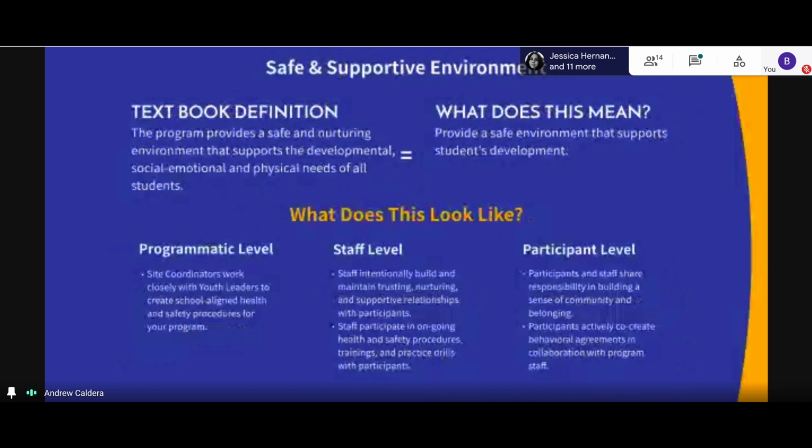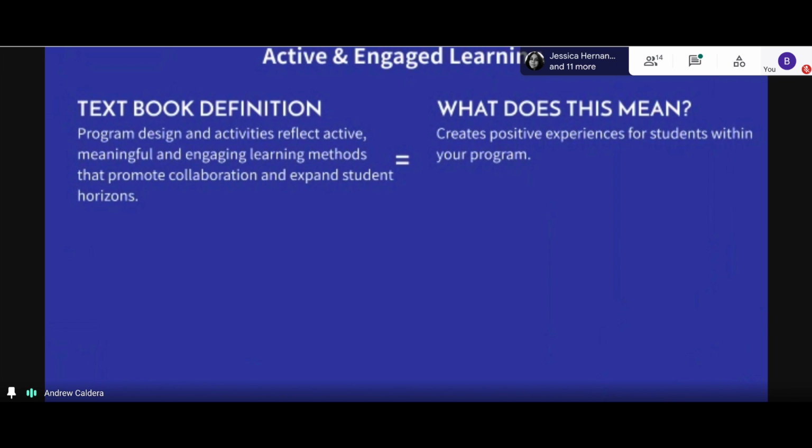So number 2 is active and engaged learning. The definition for this is that program design and activities reflect active, meaningful, and engaging learning methods that promote collaboration and expand student horizons. What this means is we want to create positive experiences for students within your program, and make sure they're building on their development. So in terms of this standard, what does this look like in your program as well?